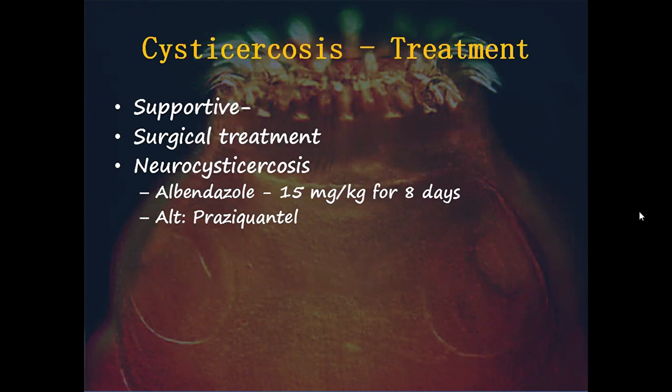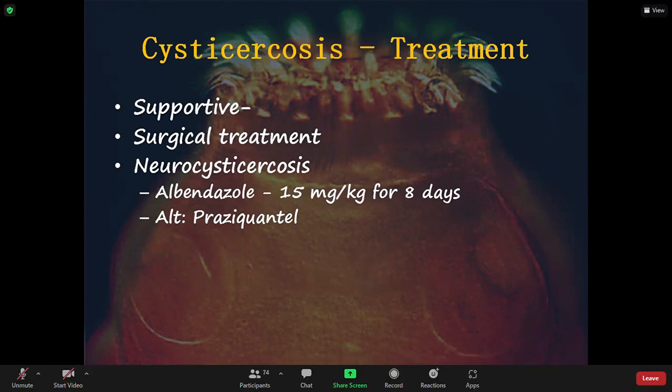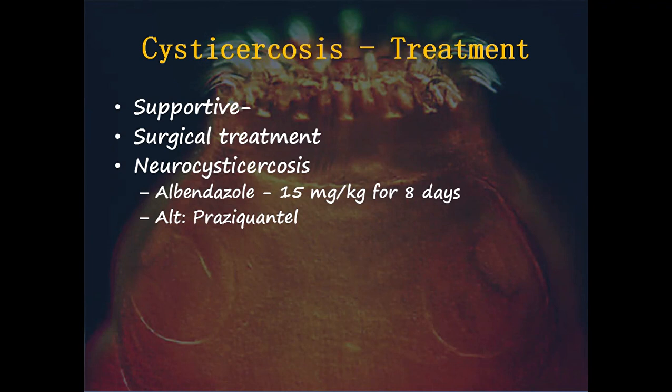So treatment, if it's symptomatic, you can do supportive treatment for pain. You have to remove in certain cases. For neurocysticercosis, you can give albendazole, but you have to give the albendazole for a longer period of time, which is 8 days. Okay, drug of choice for neurocysticercosis is albendazole. Your alternative is praziquantel.